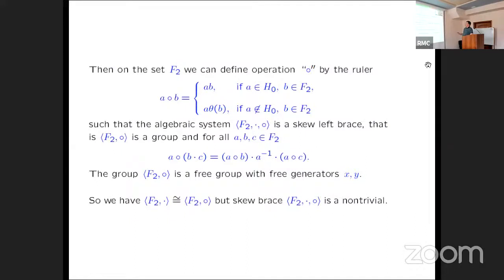Define structure, define new operation circle by the next formula. And from our results, we obtain the algebraic system with the operation, which is a skew-left brace. And interesting that in this case, the set F2 with operation circle is a free group with free generators x and y. So we have such isomorphism, but this pure left brace is non-trivial.